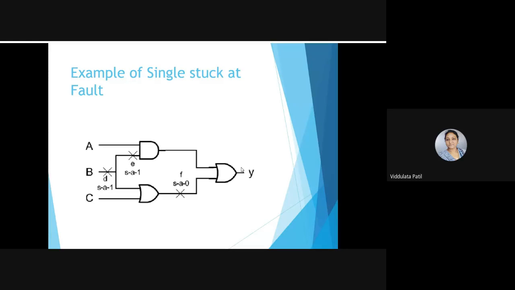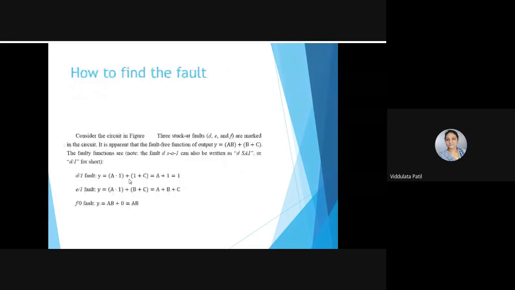What is the actual output of the circuit? Y is equal to AB plus B plus C. But now B plus C is going to be 0. That means Y will be equal to AB only. So this output Y will be equal to AB only. That means because of these faults, you will not get the proper output.